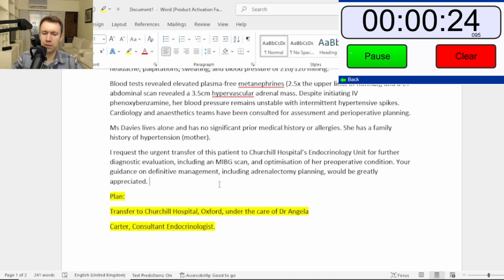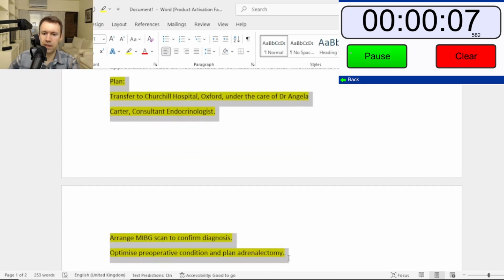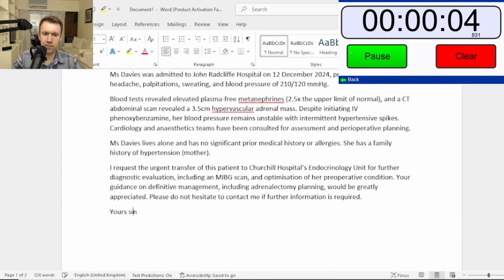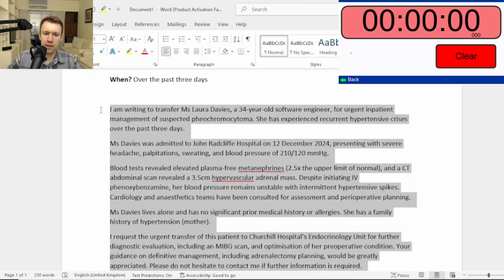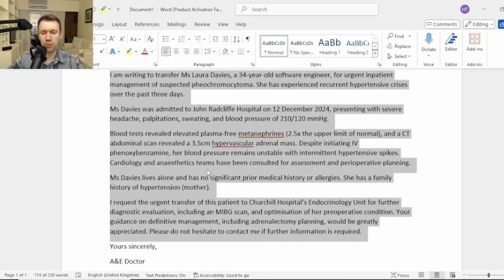And then we'll just finish up as we always do. Please do not hesitate to contact me if further information is required. And then we finish up by saying, yours sincerely, A&E doctor. And how many words have we got here? The body of our letter is 174 words. So we've gotten exactly to the lower limit of what the OET wants, which is 180 to 200 words for the body of our letter.